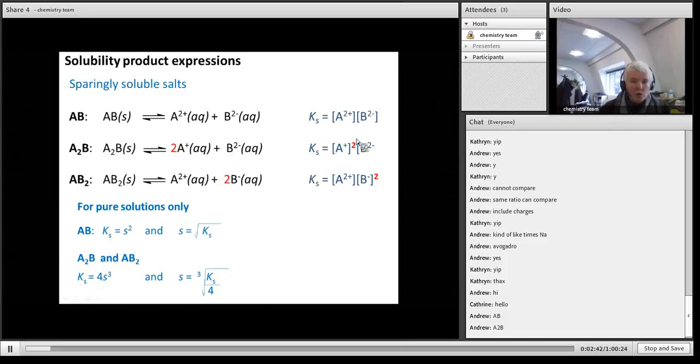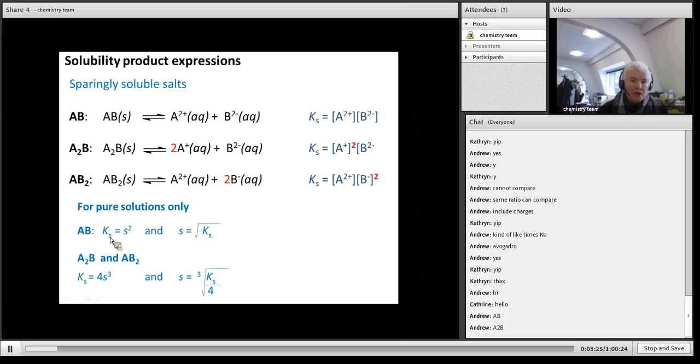Remember, this whole equation is what we call a solubility constant expression, and the solubility product is this value given by Ks. If I have an AB salt, it's straightforward, we just either square it or take the square root, depending on whether we're calculating the solubility or the solubility product. And this shortcut will only work in pure solutions. In other words, the only source of calcium ions and sulfate ions is from the calcium sulfate that I've added.